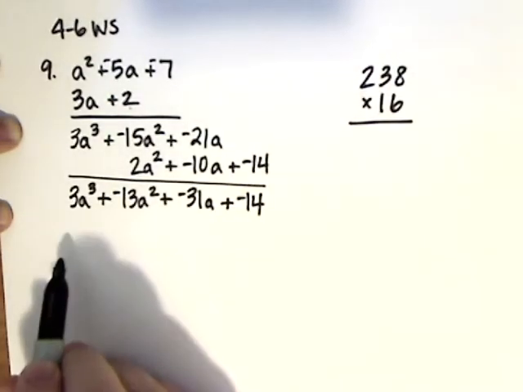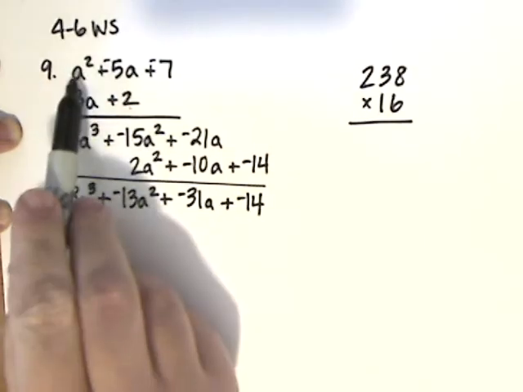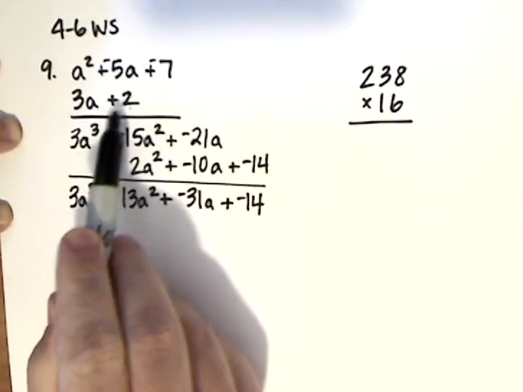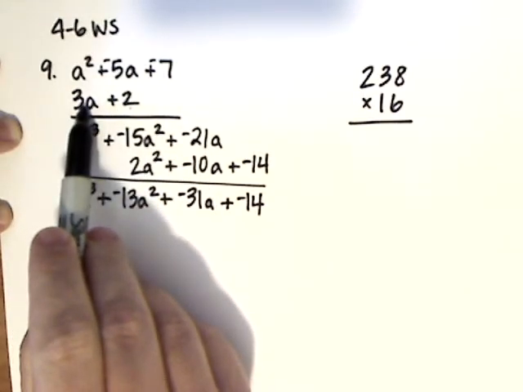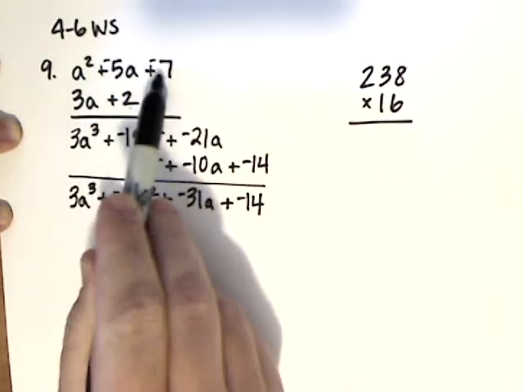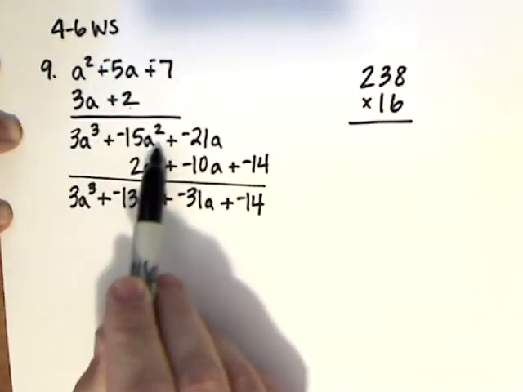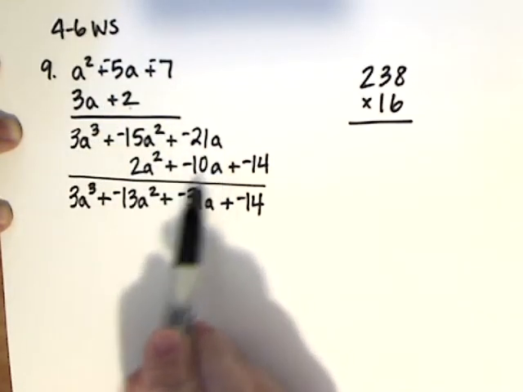So this right here is our final answer from when we took this trinomial times this binomial. We multiplied each term in the binomial times each term in the trinomial, and then we stacked up our like terms and combined them.